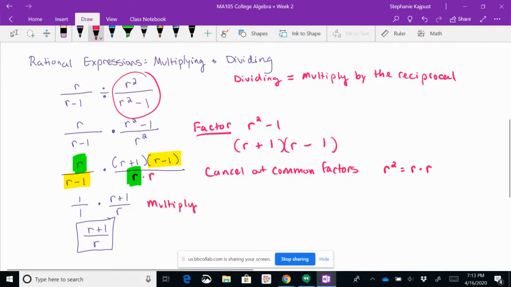So we multiply across in order to simplify. Are there any questions?